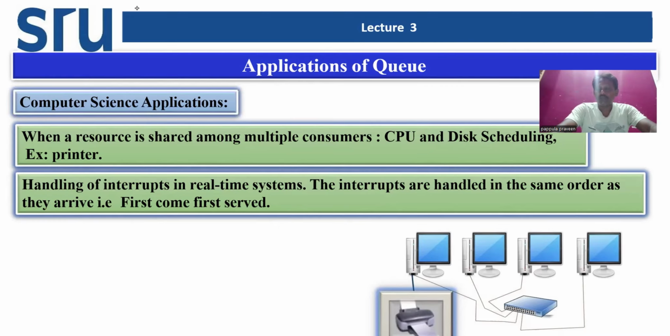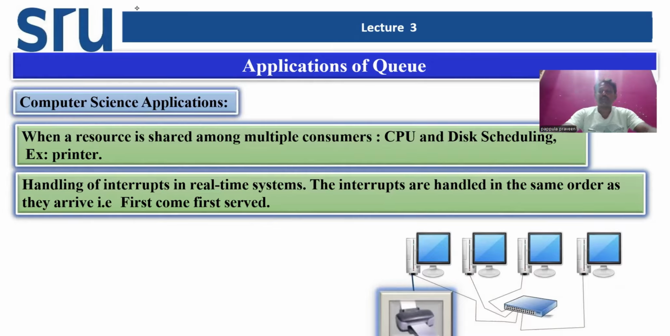For example, take the printer. We take some prints, and we always follow the queue manner. Next is the handling of interrupts in real-time systems. The interrupts are handled in the same order as they arrive, first come, first served. When the first one is completed, then the CPU is assigned to the second one.